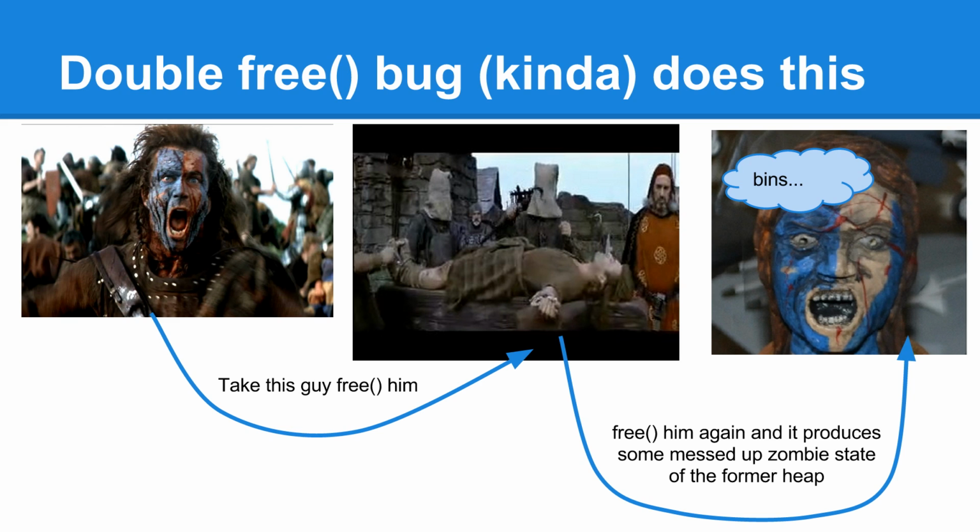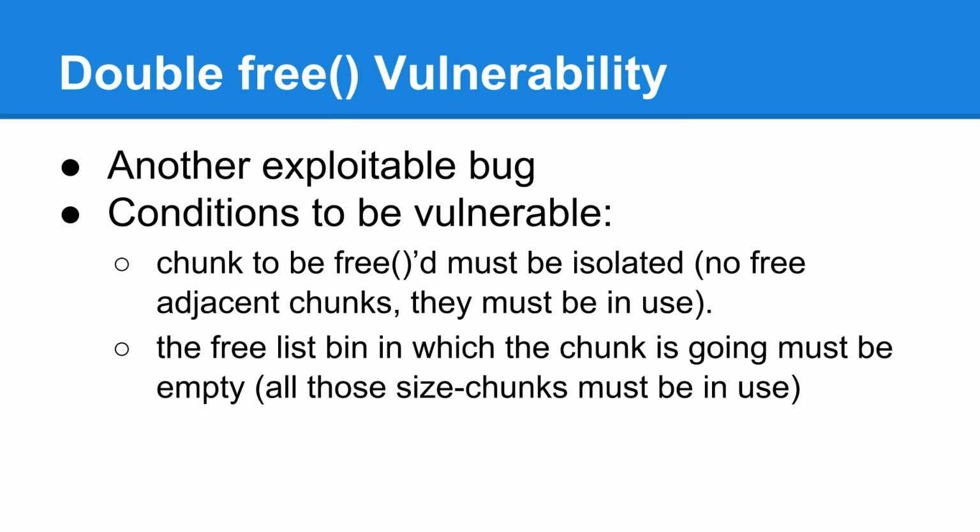So the double free vulnerability condition is growingly more and more rare. It effectively involves freeing a chunk and then freeing it again, and it comes back to basically mess up the heap and produces some more or less kind of zombie state of the former heap, but it doesn't really cannibalize other chunks or bins doing so. But in order for this to be a vulnerability, the chunk that's freed must be isolated. In other words, there must be no free chunks adjacent to it, and that the free list that is getting linked to must also be empty. In other words, everything in that bin list must be used.